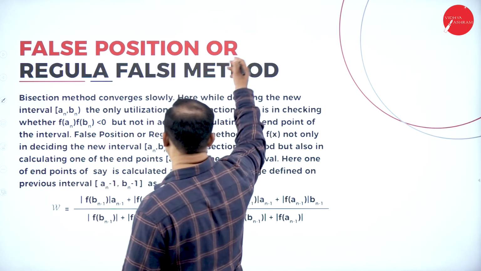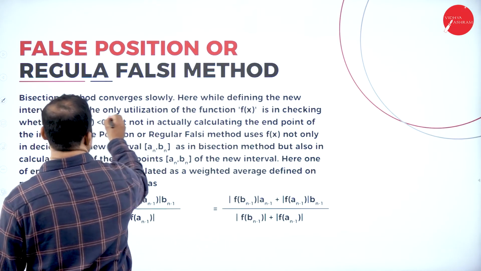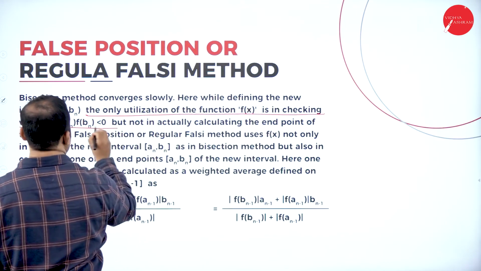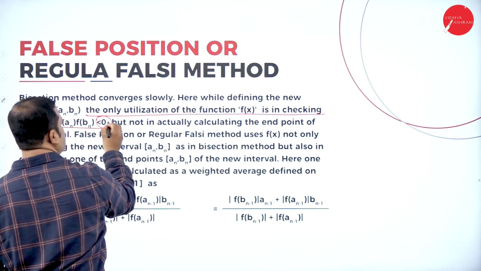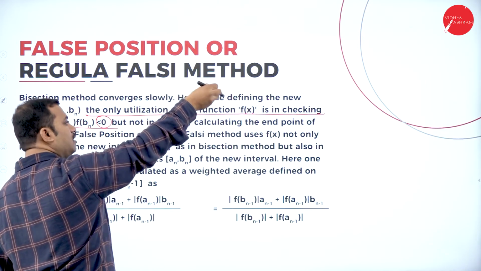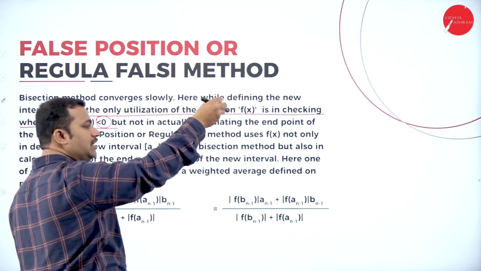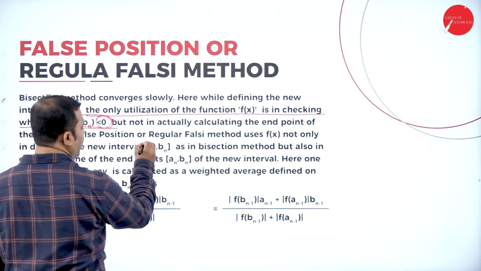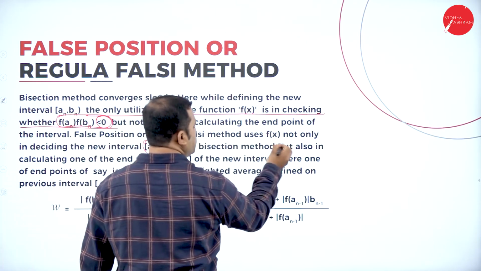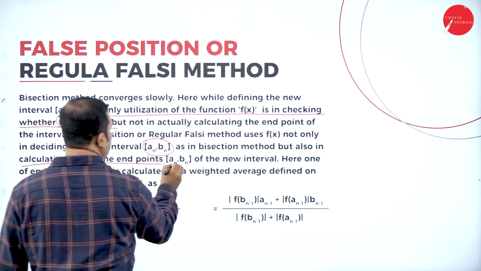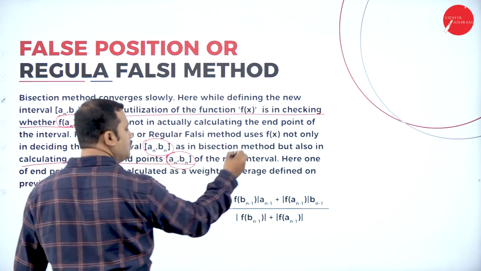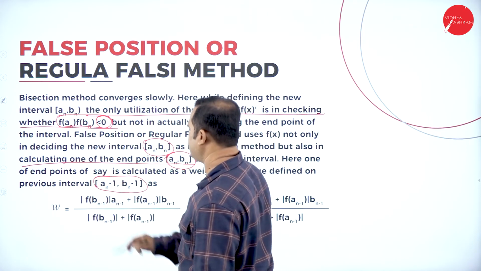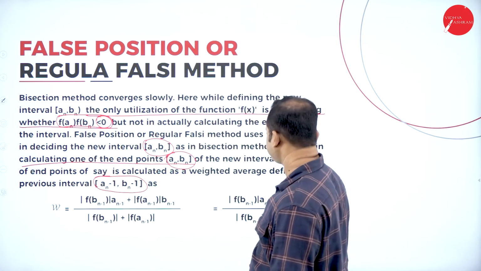So the same thing is explained in the description here. The only utilization of the function f(x) is in checking whether f(a_n) into f(b_n) is less than 0. That is the condition for deciding which value is to be used, whether to use the value of c to b or c to a; it is going to be decided by this condition. So the values a_n, b_n in the bisection method, but also in calculating the end points a_n, b_n, the new interval, the same thing is explained here. We have a_(n-1) and b_(n-1), which shall be described like this.